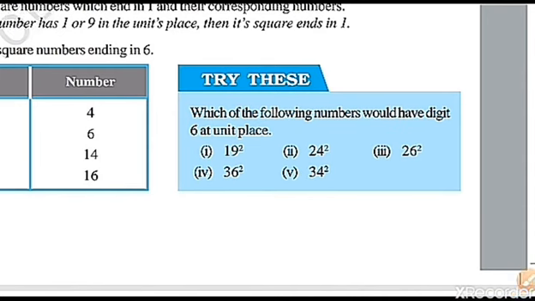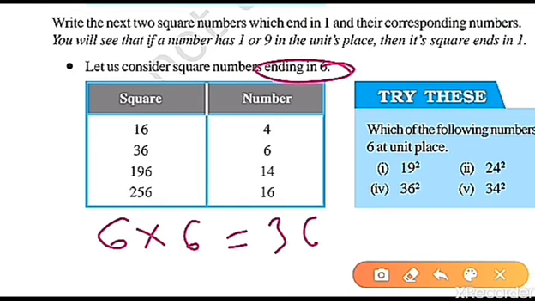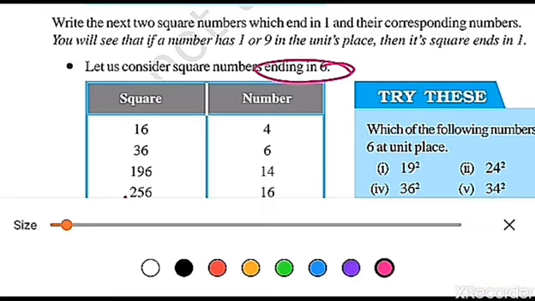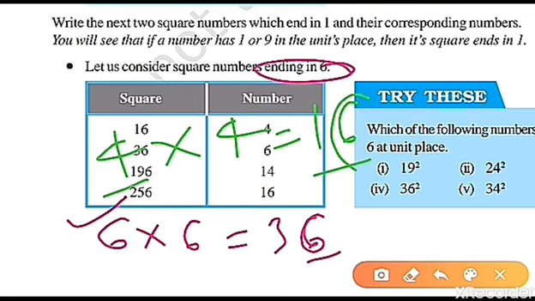Now similarly, you can do this for the numbers that would have the digit 6 at the unit place. Let us square the number ending with 6. We know 6 into 6 is 36, so a number ending with 6 will have a square that ends with 6. Similarly, 4 into 4 is 16, that means a number ending with 4 will have a square whose ending digit is 6.